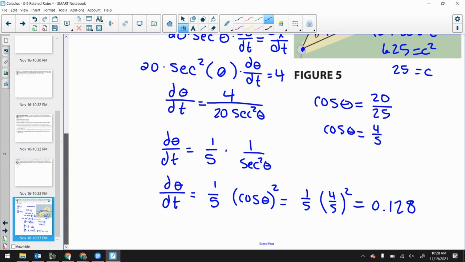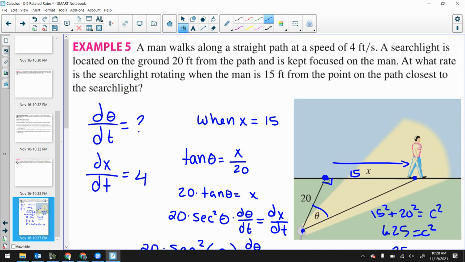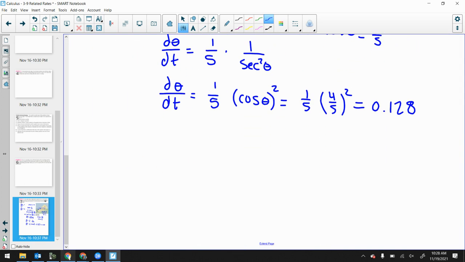Okay, so this is 0.128. Where I was going with this was I really just need to figure out what the label is. 0.128 something per second, right? If I'm rotating at an angle, and I'm going to use sine, cosine, and tangent, what do you think the label is going to be? Radians per second.